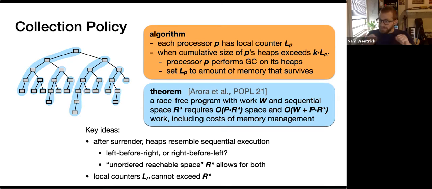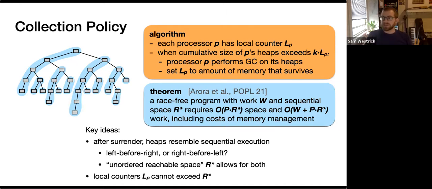And the key idea is that after you surrender your memory, so when you're done working on a task and you surrender your memory off to another processor, there's kind of two cases. Did the left finish before the right, or did the right finish before the left? If the left finished before the right, well, then the new bubble kind of just looks like the normal left before right sequential execution. But if the right finished before the left, that's when the new bubble kind of looks like doing the right-hand side before the left-hand side. That's kind of the intuition behind this proof.